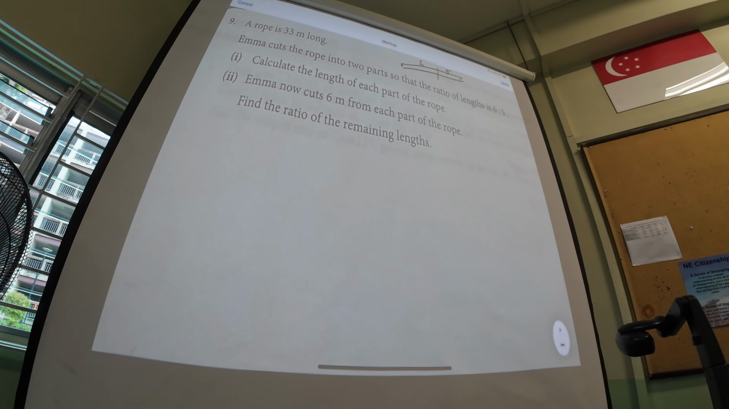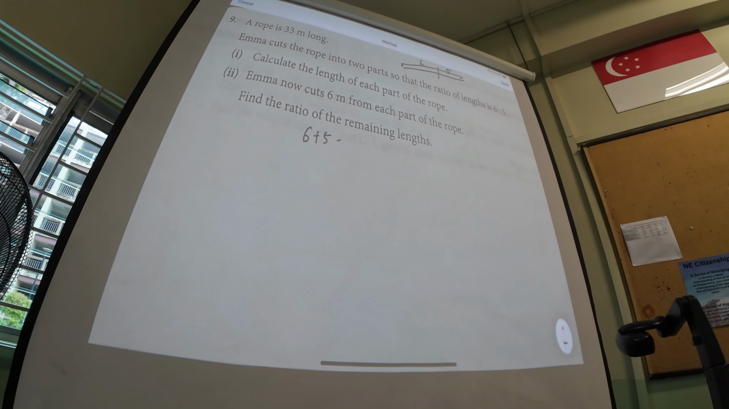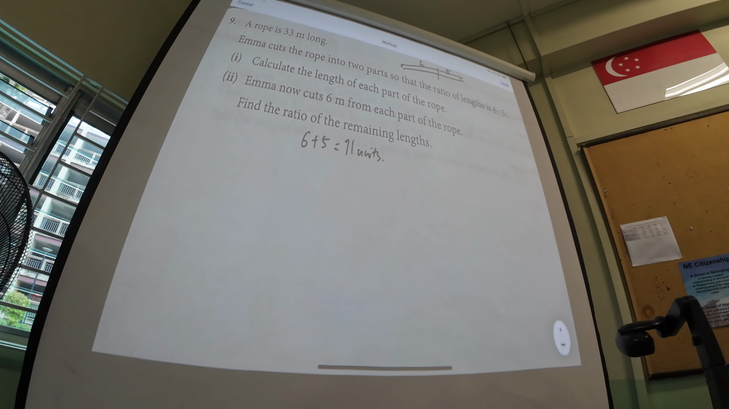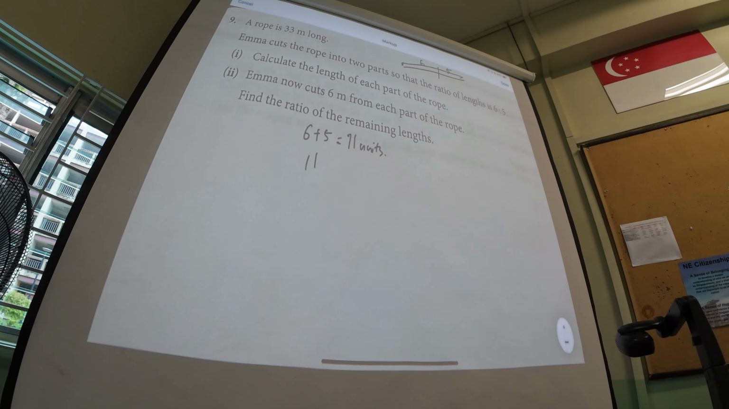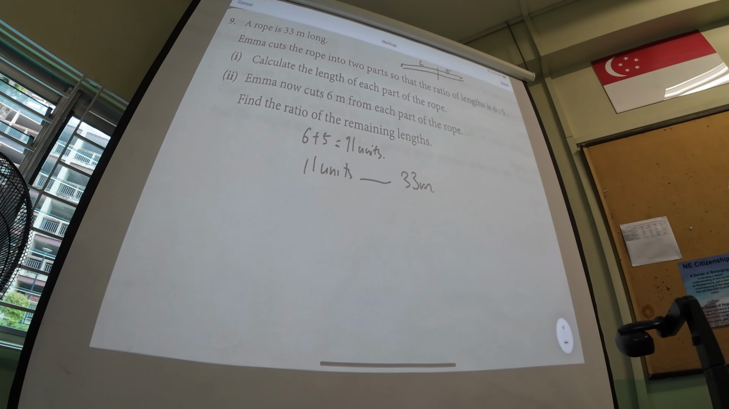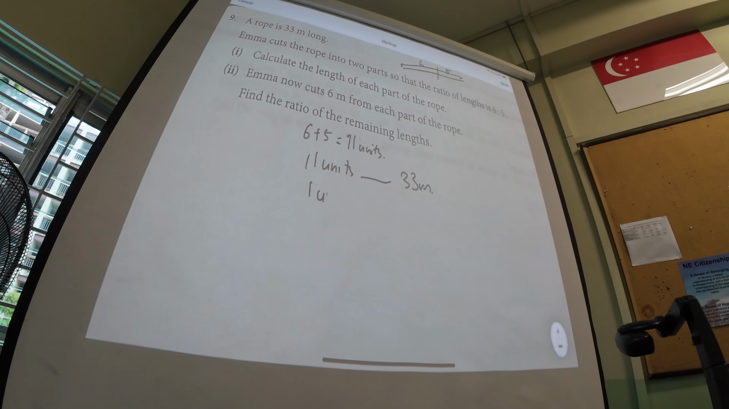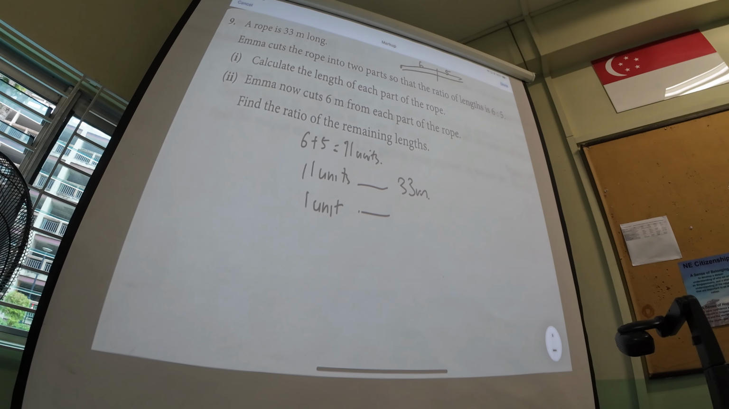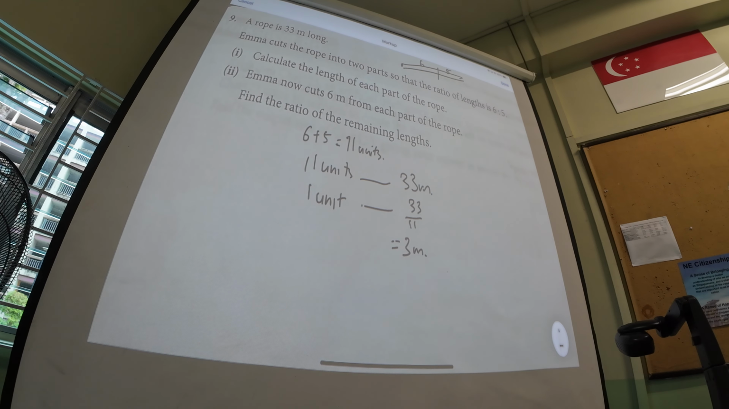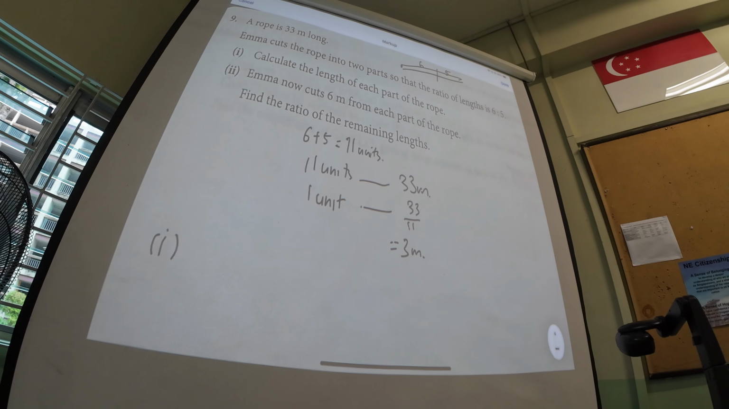Okay? Meaning, if I add 6 and 5 together, this 11 units will represent the entire rope. So 11 units will represent the entire rope, which is 33 meters. From there, we can know how long is each unit. Each unit is 3 meters long. 3 meters.